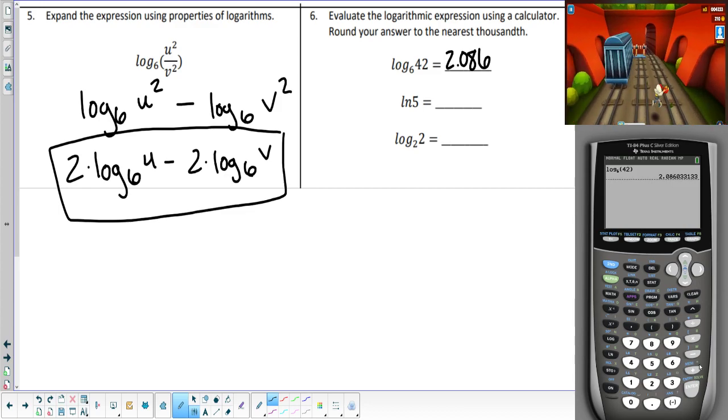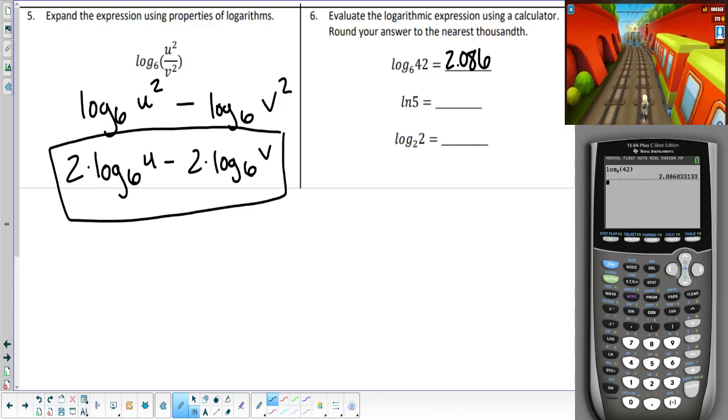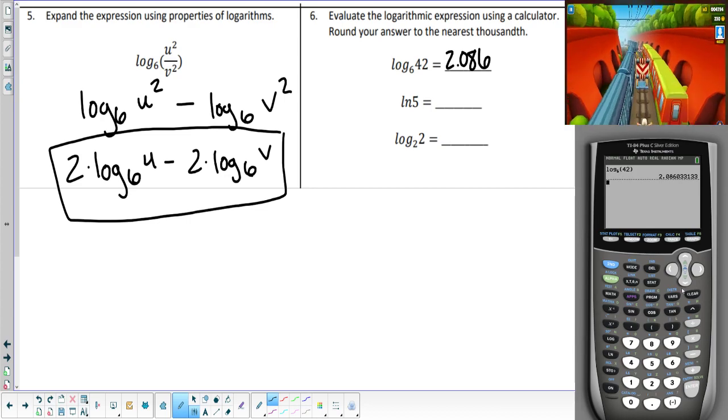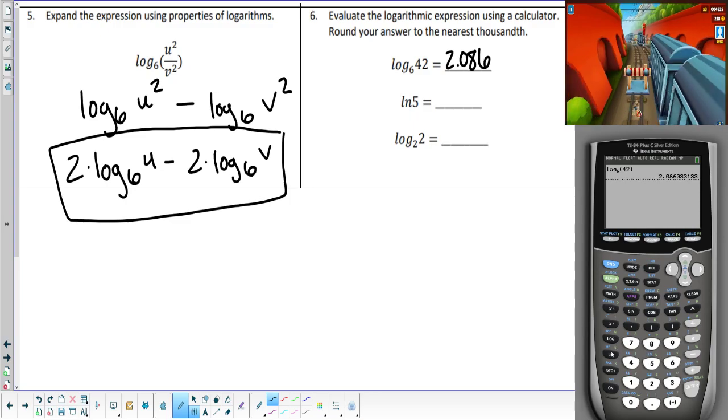ln is a special type of log. It's the natural log, or in French, the log naturel. That's why it's ln. I don't know if that's a joke. I don't know if that's real. I think that's a joke.